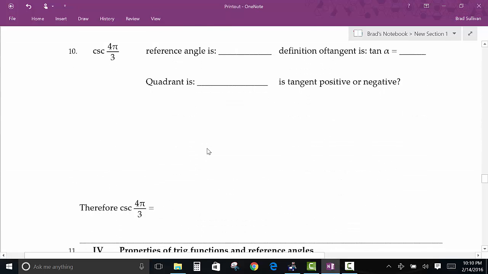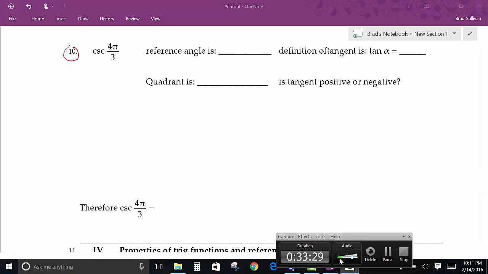Okay, so I would like to have you all try number 10 if you would. So let's just pause this for a few minutes and see what you get.